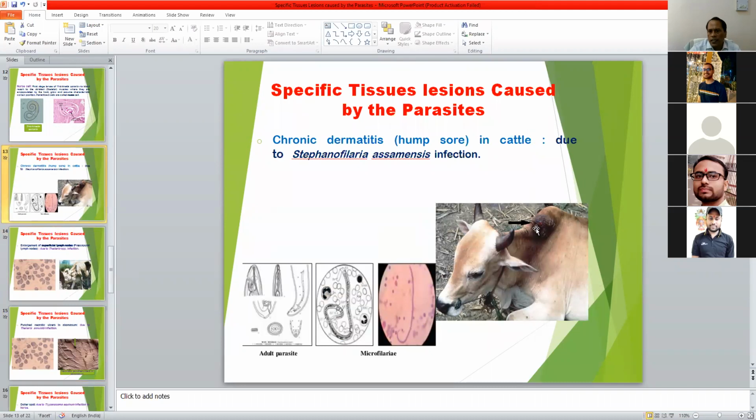This is chronic dermatitis, that is hump sore, commonly found in Bihar, West Bengal and Assam. This filarial nematode, Stephanofilaria assamensis, causes chronic dermatitis. The first larval stage is known as microfilaria. This causes chronic dermatitis, known as hump sore in cattle.